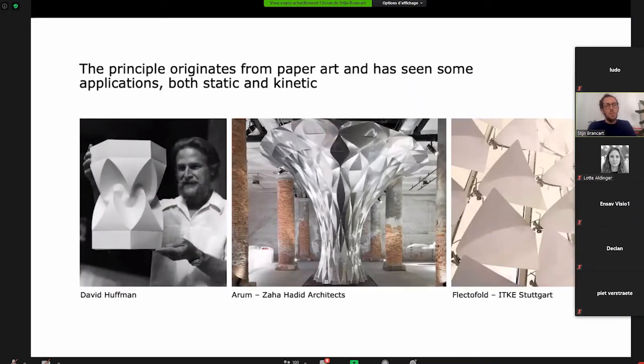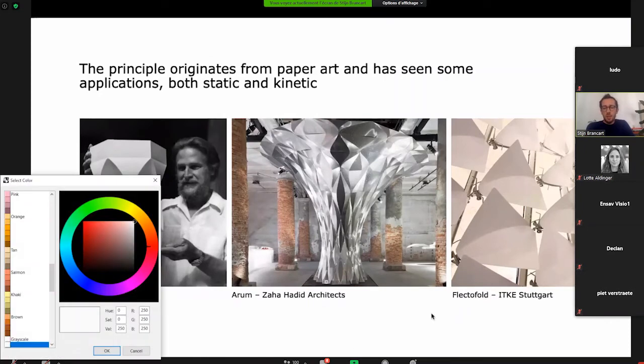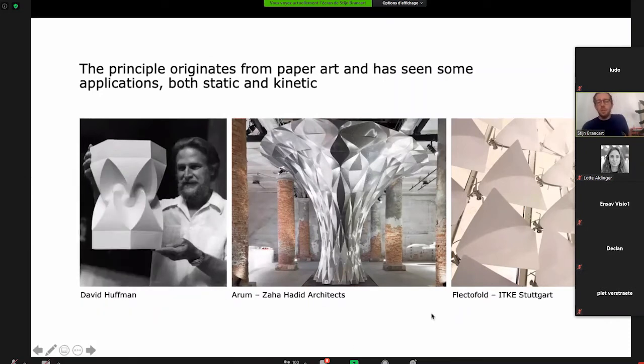There are some examples of this already. As I said, it started from paper folding, just like regular origami. It has been used in more static structures, like Zaha Hadid Architects. They did an installation at the Venice Biennale, where they plastically deformed elements, so that's non-reversible, so it's also not a bending active structure, but still a very nice installation. But it's also been applied at ITKE, for example, in really kinetic systems like the Flectofold, which is a shading device.